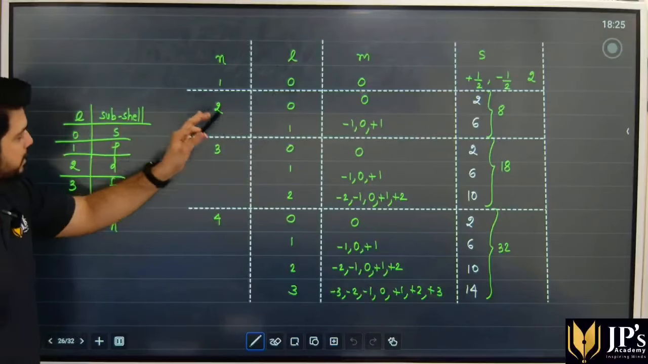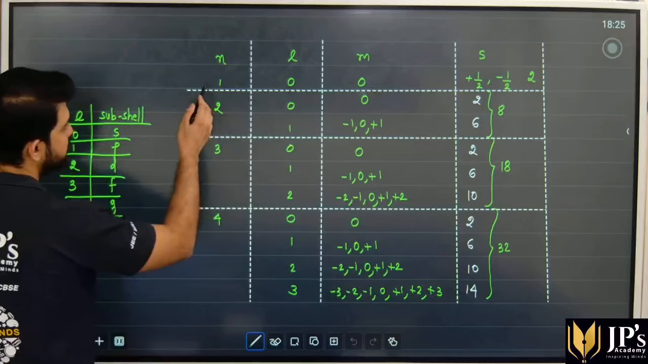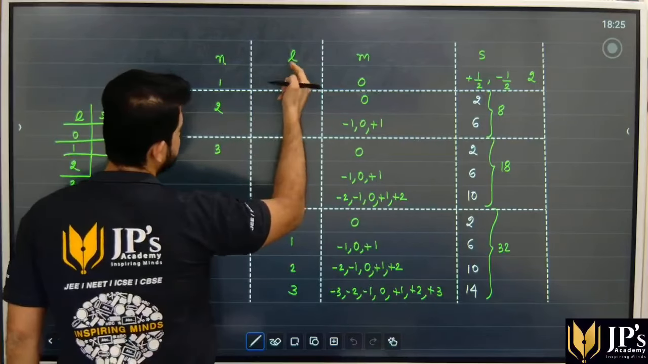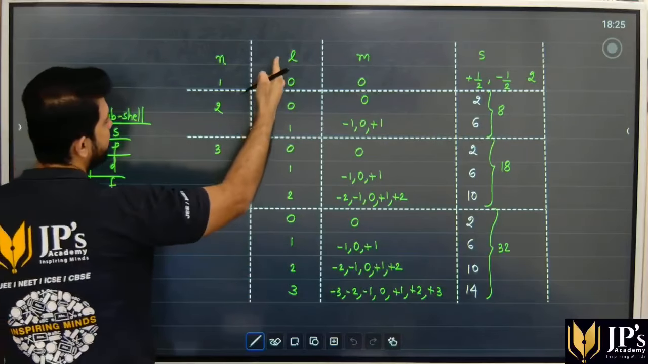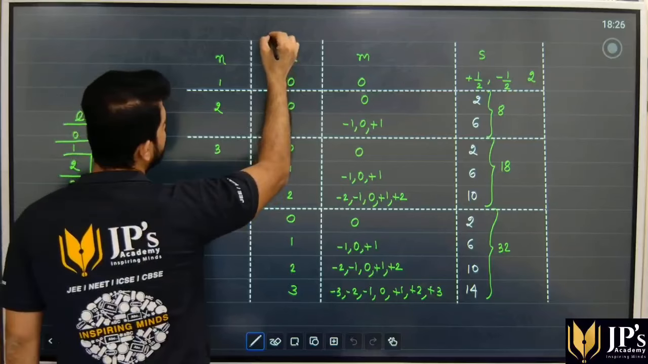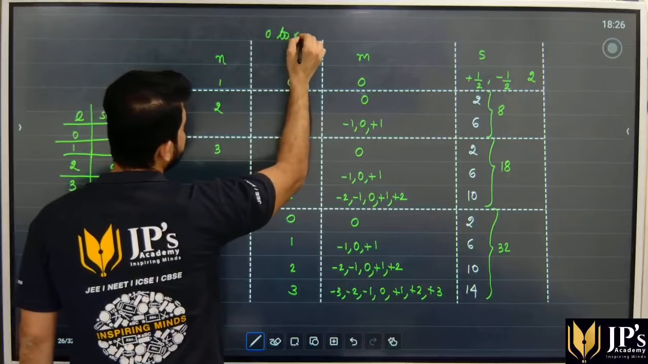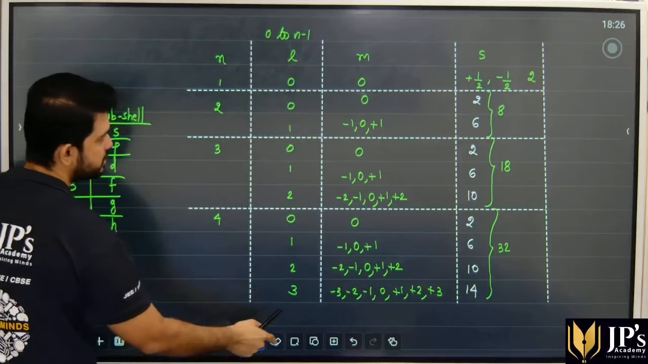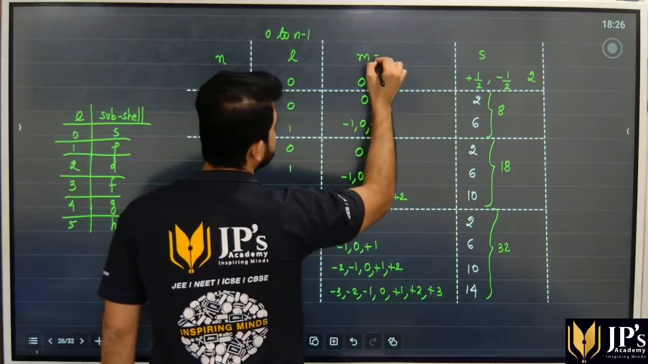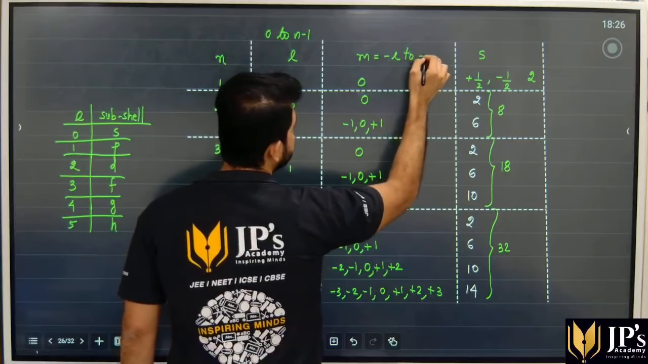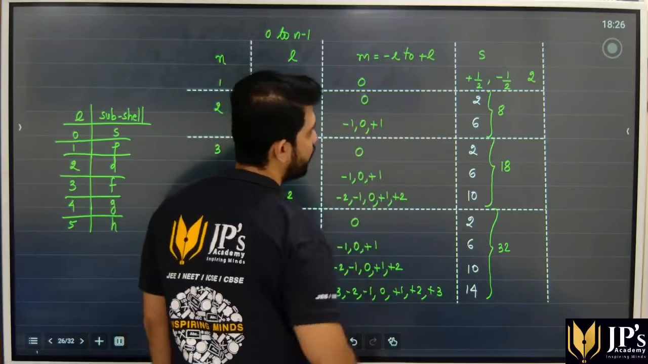Next, students, we know that if the principal quantum number is n, the angular orbital momentum quantum number or azimuthal quantum number can go from 0 to n minus 1. So we get the subsequent values. The magnetic quantum number goes from minus L to plus L, and then the spin quantum number.